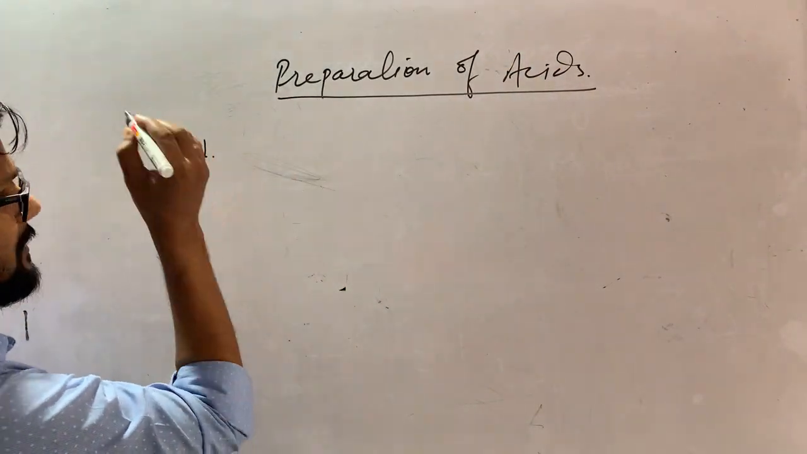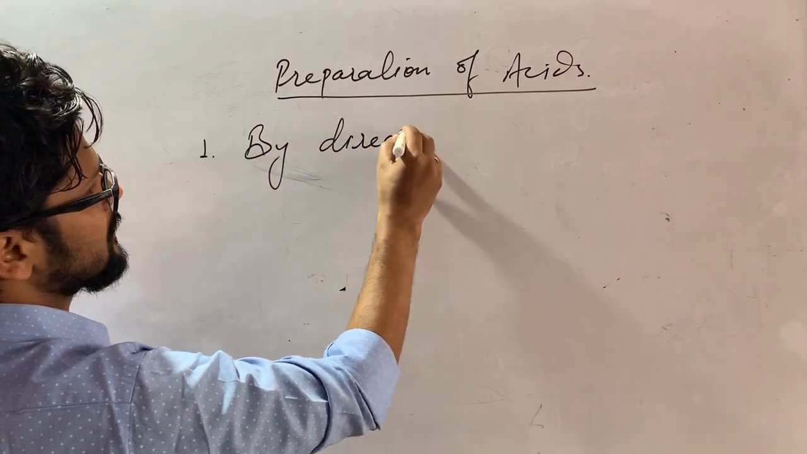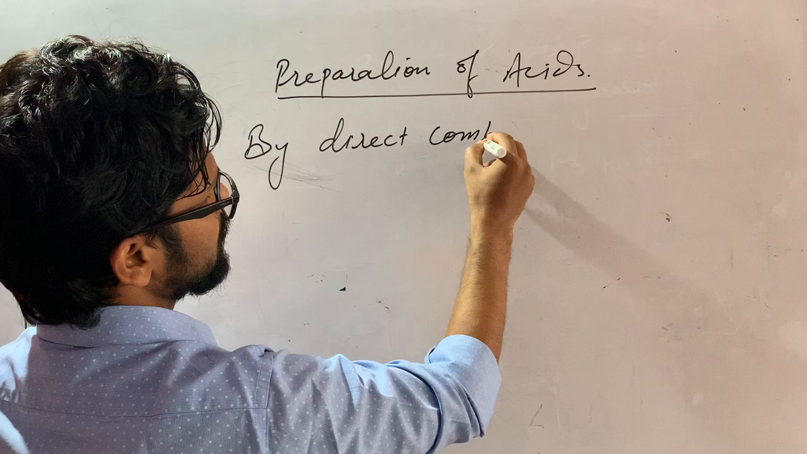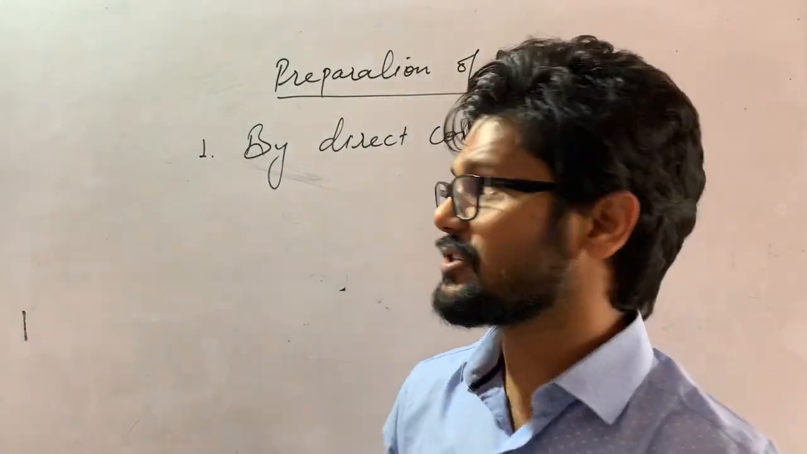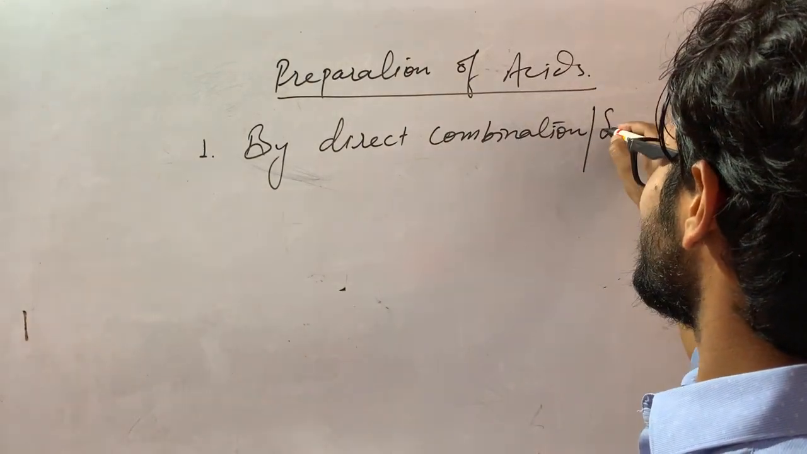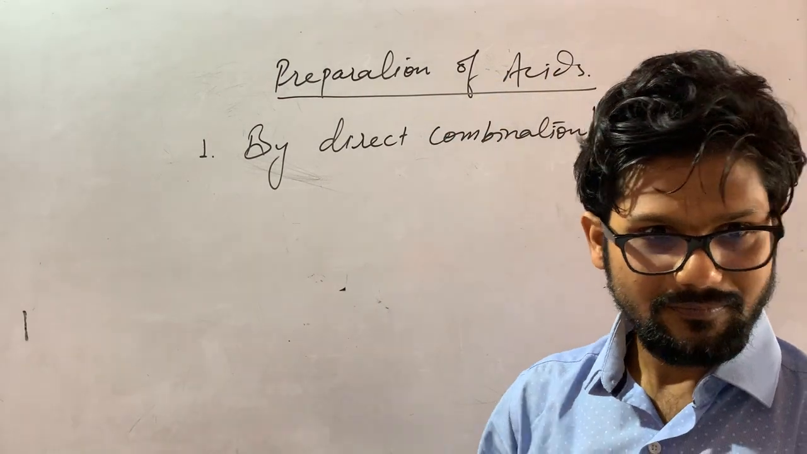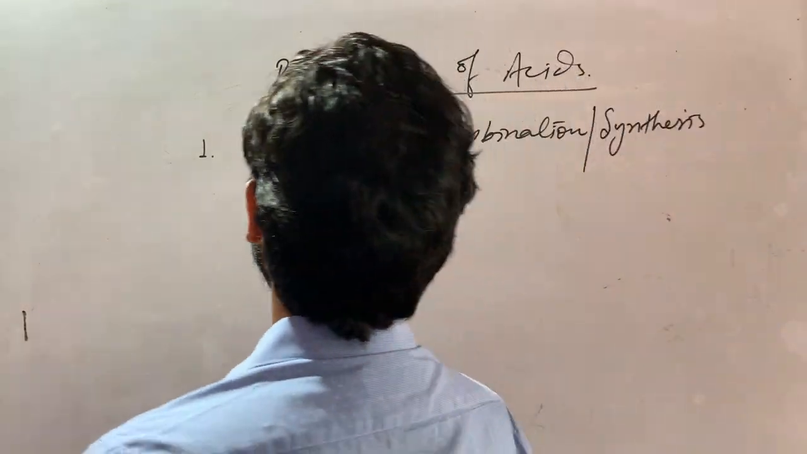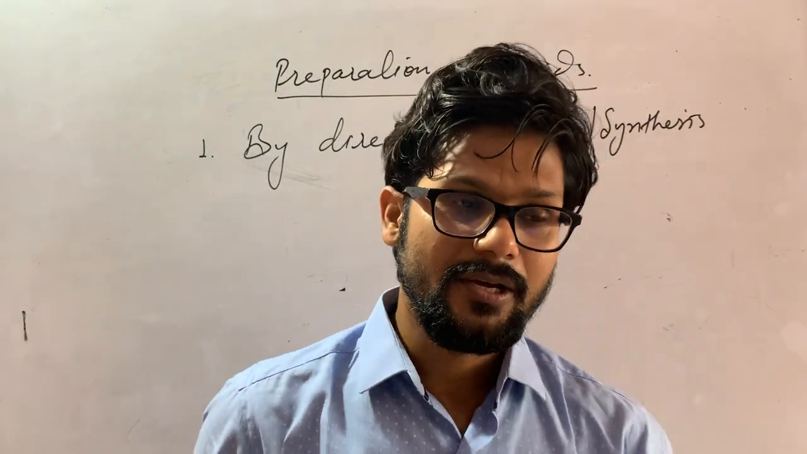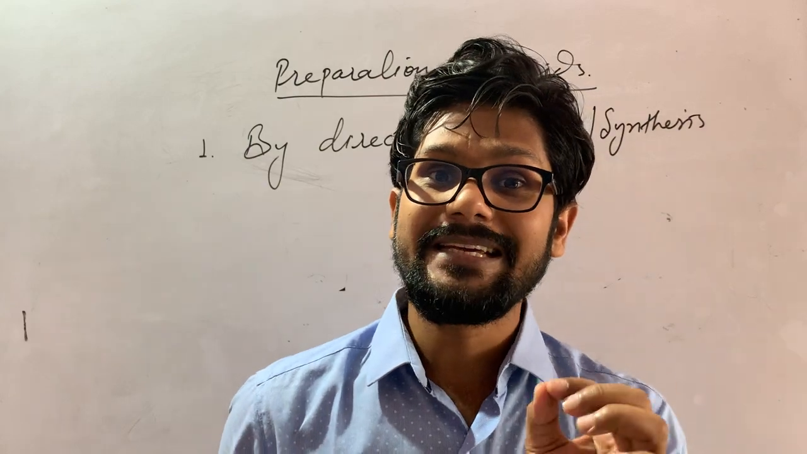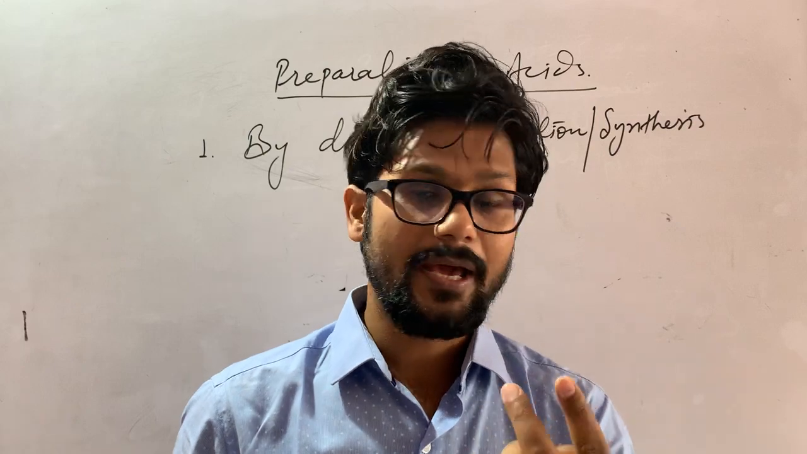The first method is by direct combination. How to prepare acids by direct combination? It is also called a synthesis reaction or direct synthesis. By this method, only binary acids can be prepared, which contain two elements.